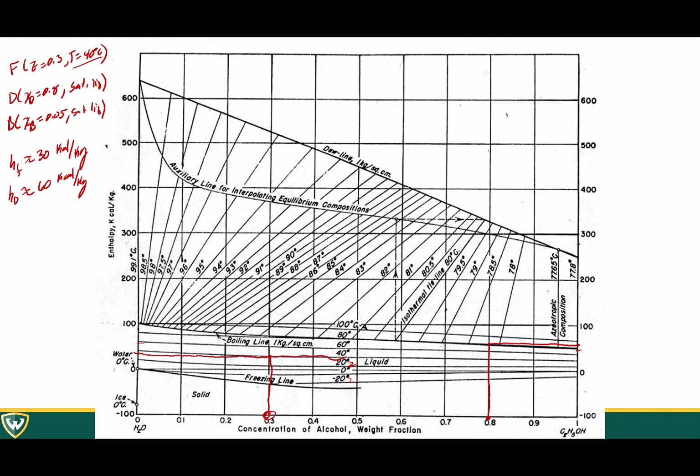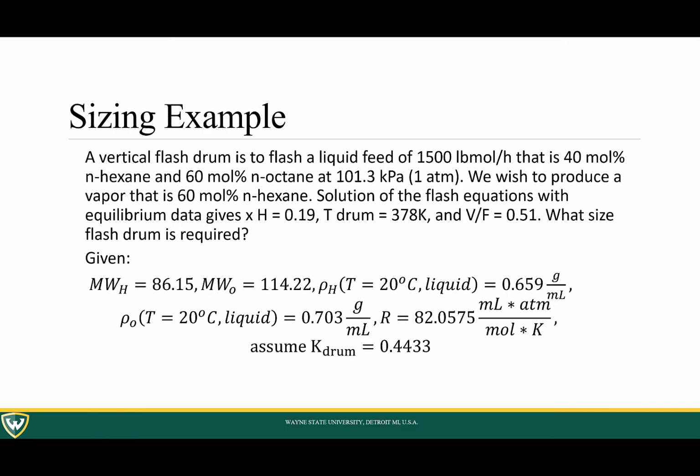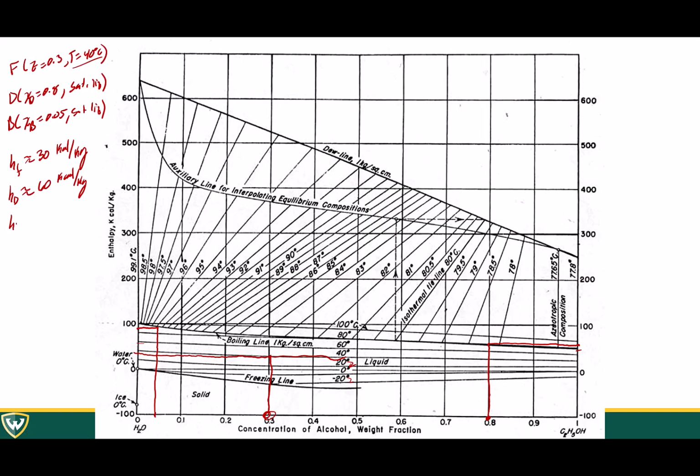And then for our bottoms, it's 0.05, so it's going to be about here. Again, going to the saturated liquid line, about there. Corresponds to, I don't know, you can call that 95 or 90, let's say 90. So then our HB is approximately 90 kcal per kilogram. Okay, that's all it is.